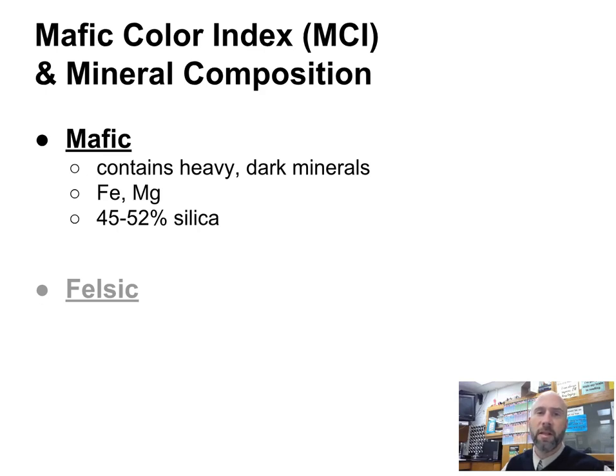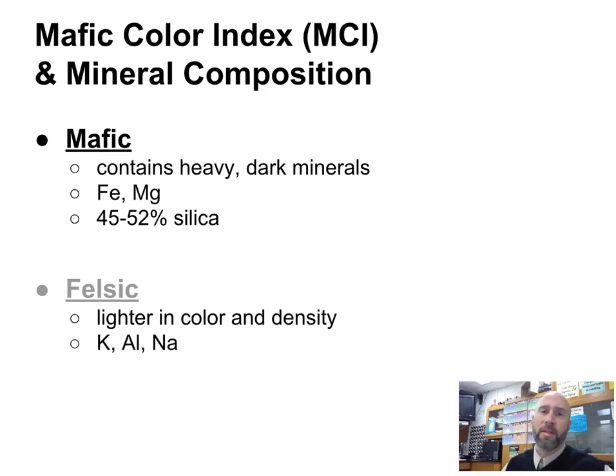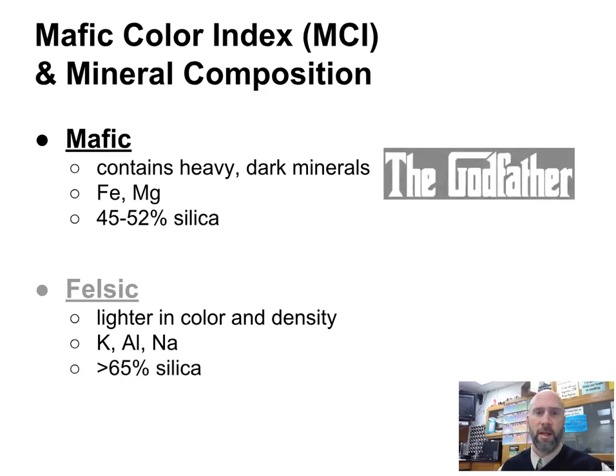Okay, so felsic is the opposite. Felsic are going to be lighter in color, okay, and density, with elements like potassium, aluminum, and sodium. They have more silica in them. I put the Godfather up here just as a way I remember, when I learned this, was I thought Mafic, Mafia, you know, guys wearing dark suits. So that's just a way that could maybe help you.